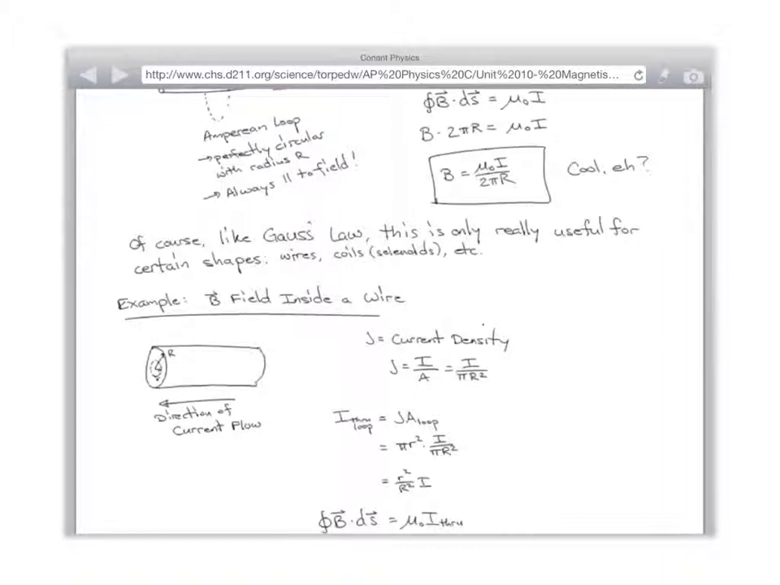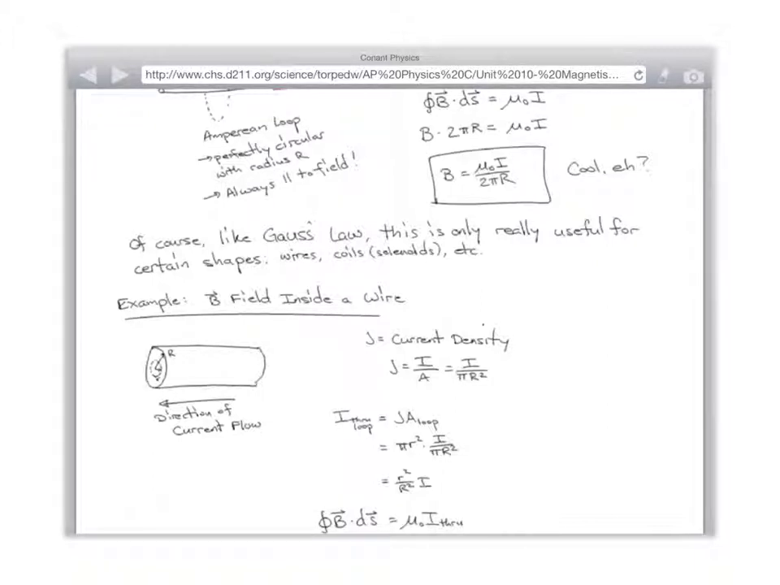Let's see. If you had a wire like this, say it was like 10 inches in diameter, and all the charges were on the surface of the wire as they were moving, how much magnetic field would be in the middle? None. Why? Because there's no current enclosed by your loop as the charges are moving through. It's just like Gauss's law, right? There's no charges enclosed, there's no electric field.